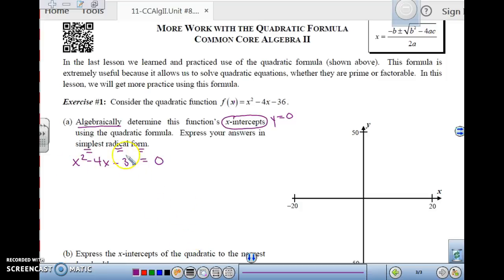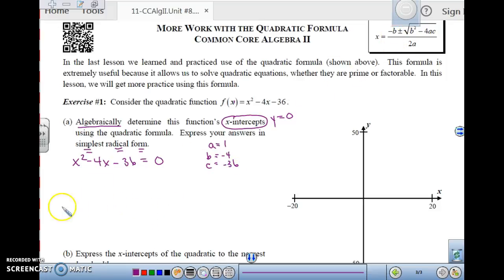Now, since we know this says simplest radical form and it says to use the quadratic formula, we have to know what our a, b, and c values are. All right, now recall that the a value is in front of the x squared, so a is going to be 1. The b value is in front of the x, so that's going to be negative 4. And the c value is going to be the constant value, which is negative 36.